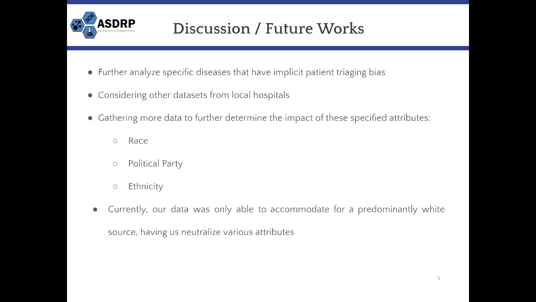Okay, so this is our discussion and future work. In the future, we plan to do more analysis on specific diseases that have patient triage bias. We can also do this for COVID or any other new diseases that come up. And we also want to get data sets from other local hospitals so that we can get local data that is specific to the city. And we want to get more recent data if that is possible. We want to determine the impact of other attributes, including but not limited to race, the political party, ethnicity, and anything else that we think of in the future. And then I'll pass it off to Patrick.